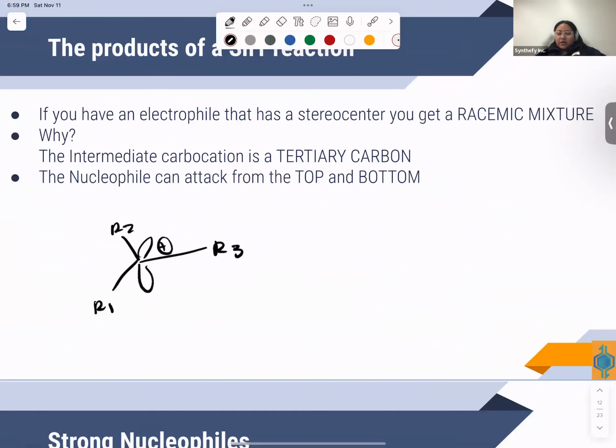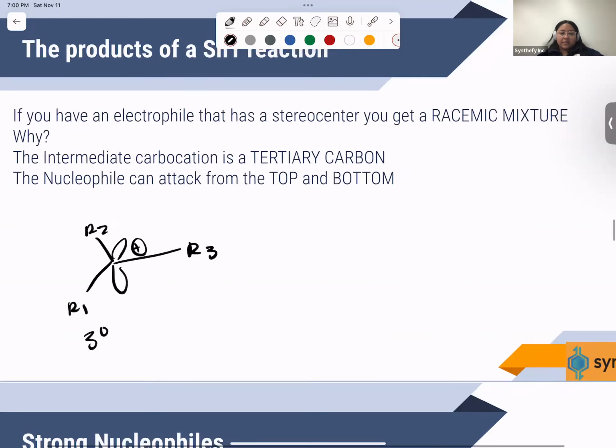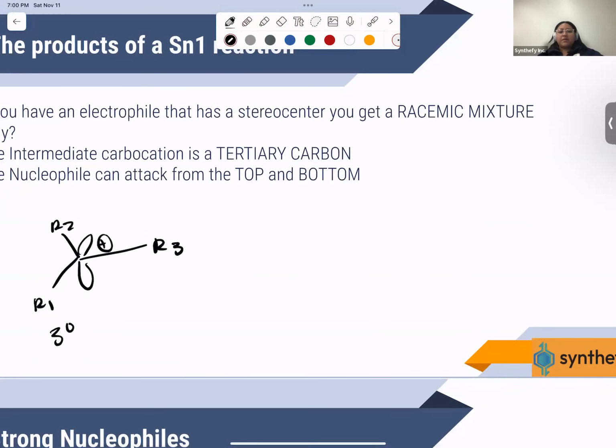And this is your positive carbocation. And this is a tertiary, and it has to be a tertiary in order for you to have a racemic mixture. So if you were able to have an SN1 reaction with a secondary carbocation, you might not see this, but for sure it will happen with a tertiary carbocation that had a stereocenter to begin with.